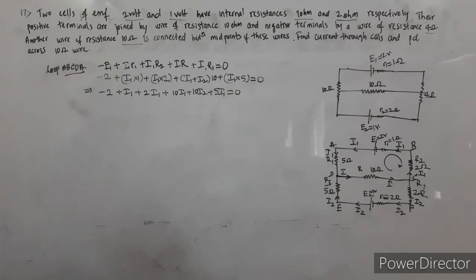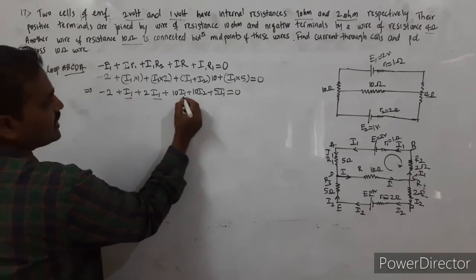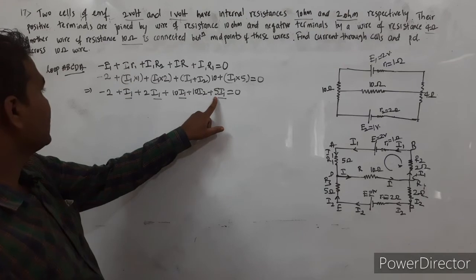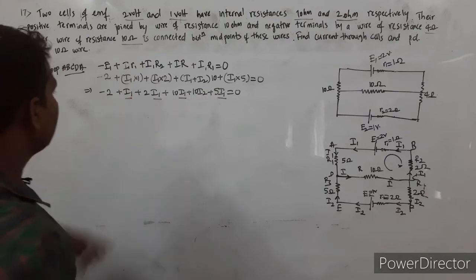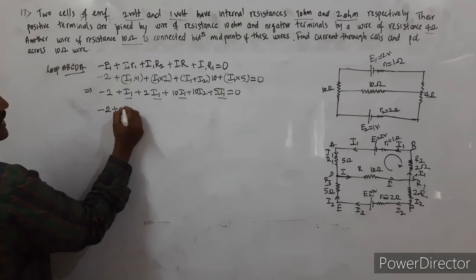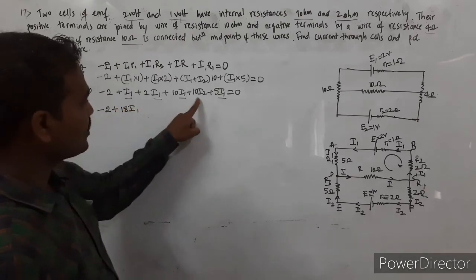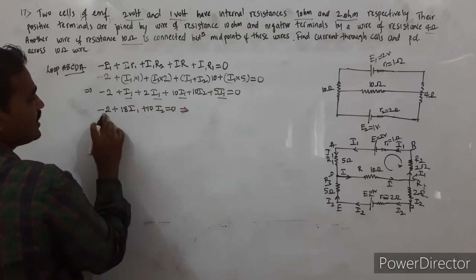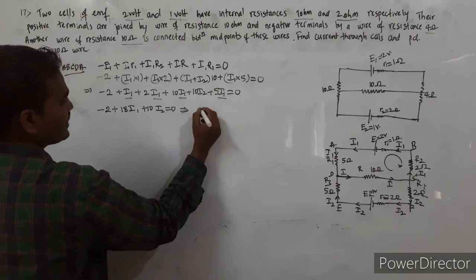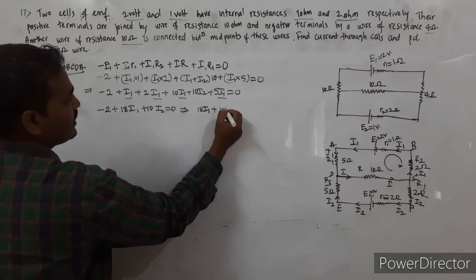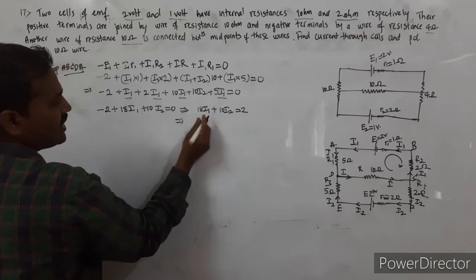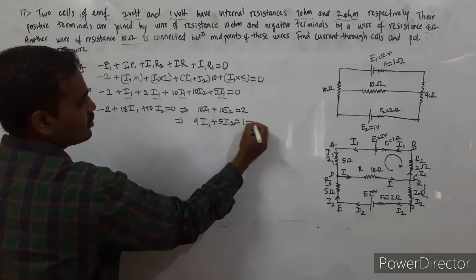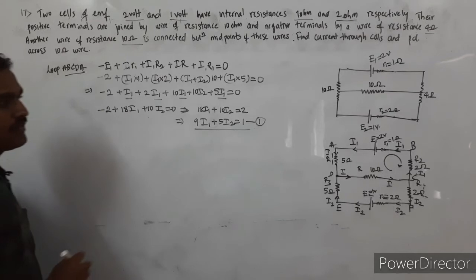Consider the coefficients of I1. I1 is here, here, here, and here. How much will I get? 10 plus 5 is 15, 15 plus 2 plus 1, minus 2 plus 18I1. Considering I2, I will get plus 10I2 is equal to 0. I can take the 2 to the right side and write 18I1 plus 10I2 is equal to 2. Dividing this equation by 2, I get 9I1 plus 5I2 is equal to 1. Let this be equation number 1.